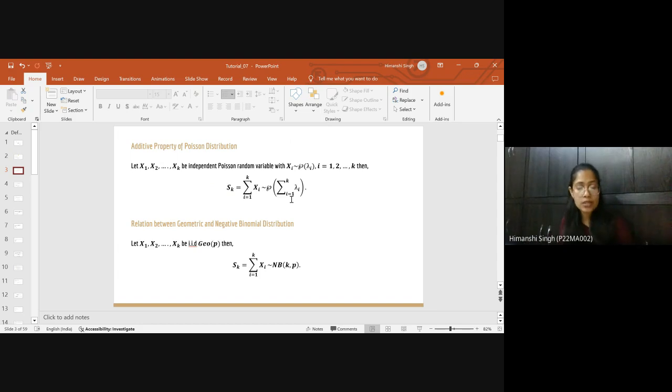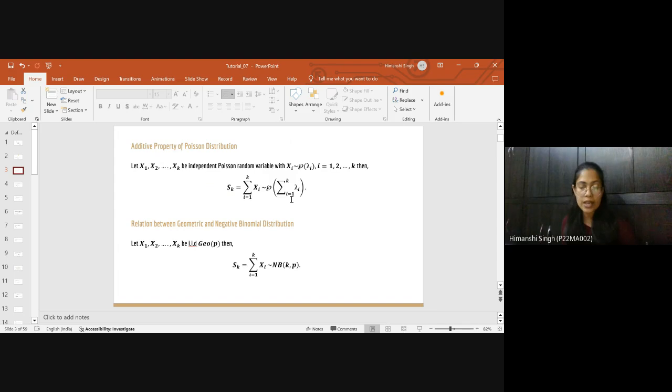Now, apart from this, we have also discussed the Poisson distribution. So, if I have random variables X1, X2, ..., Xk, which are independent and they are Poisson random variables, where each Xi is a Poisson random variable with parameter lambda i. So here the rate is lambda i and the rate is varying for each Xi. Then the summation of Xi's, i going from 1 to k, will again be a Poisson random variable with rate summation of lambda i's, i varying from 1 to k.